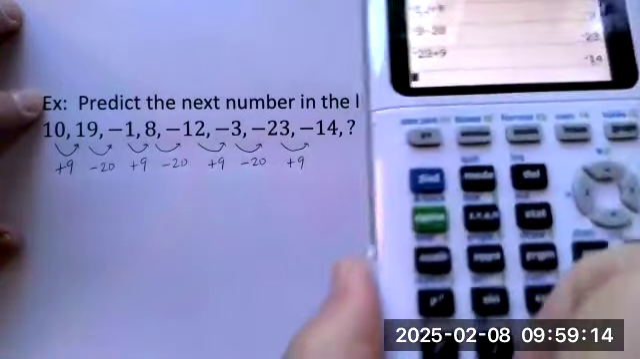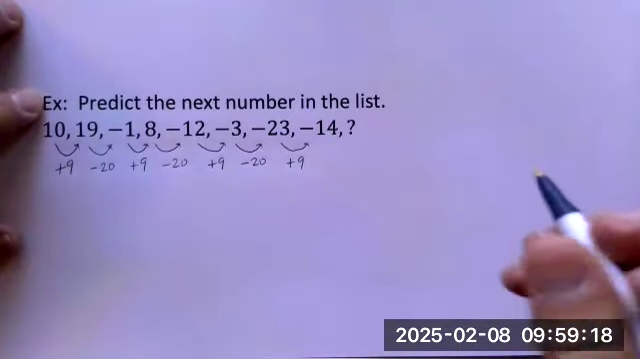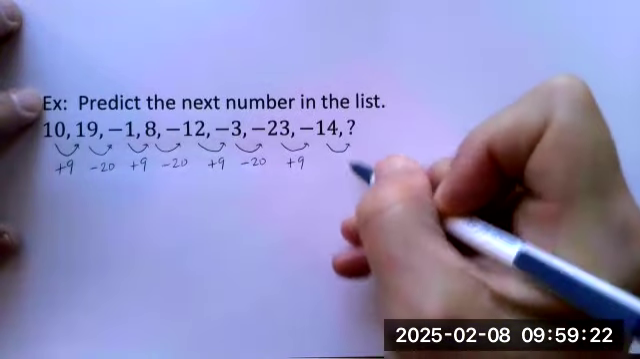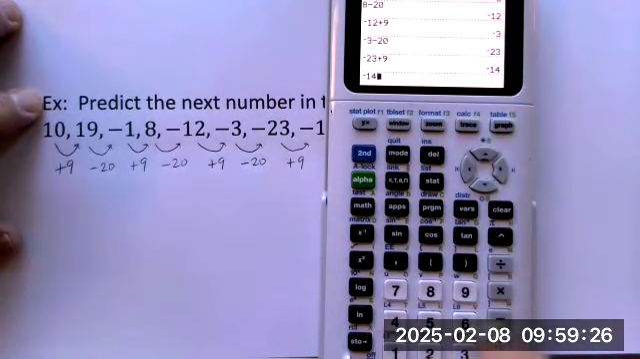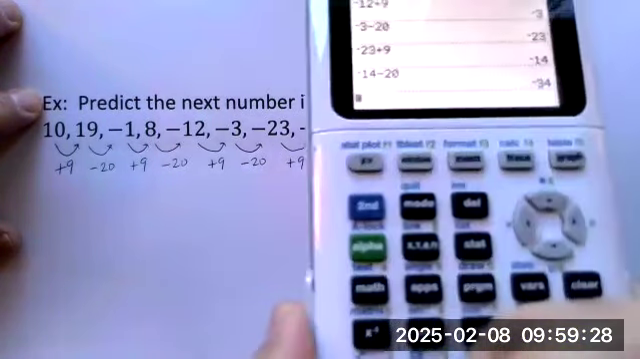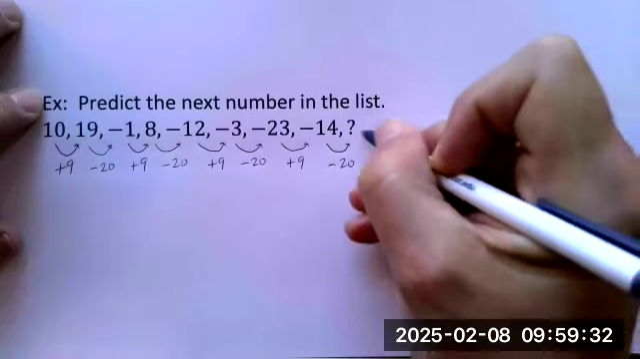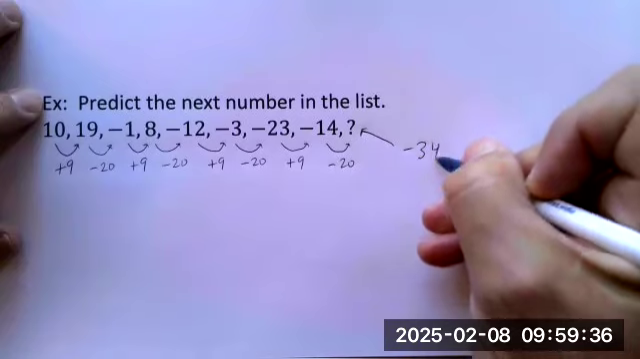-23 plus 9, that does make -14. You can see that. So probably if we believe that, we should be subtracting 20 from -14 and we get -34. If we believe that, our answer should be -34, right? That would go in the spot of that question mark right there.